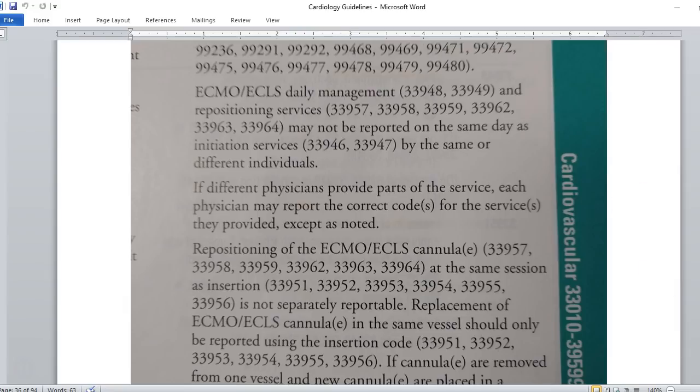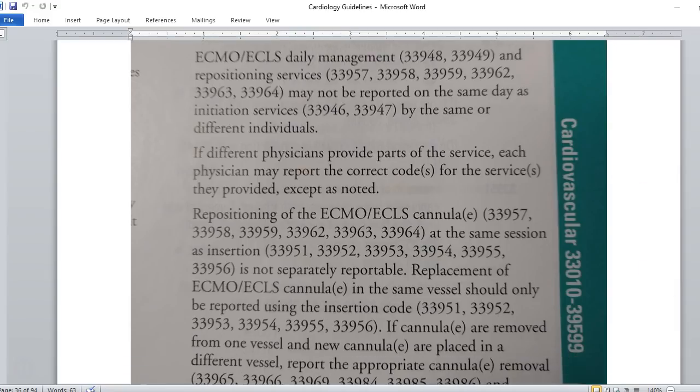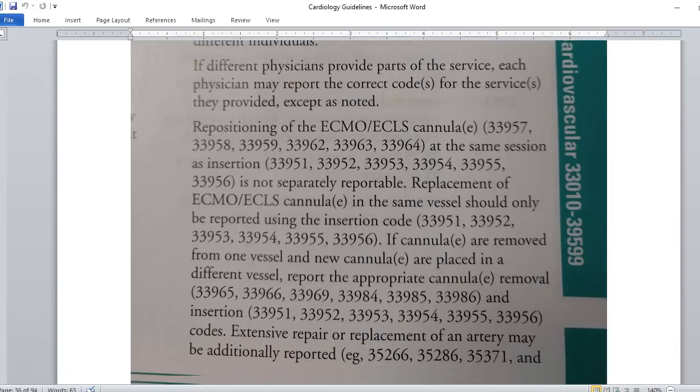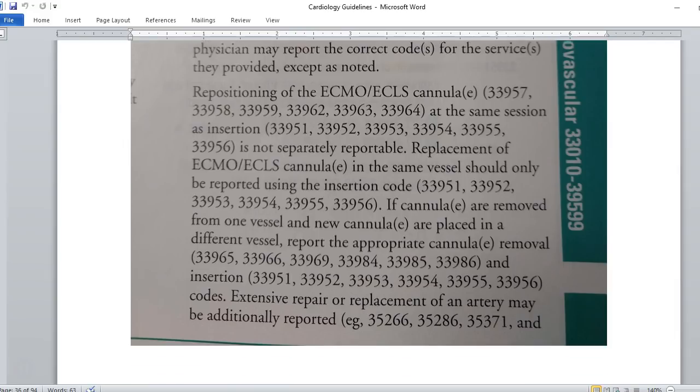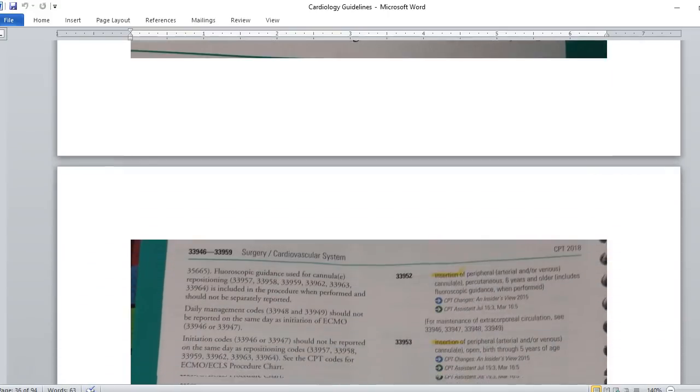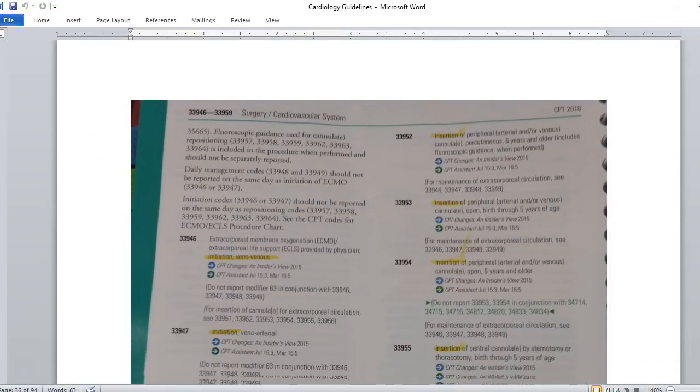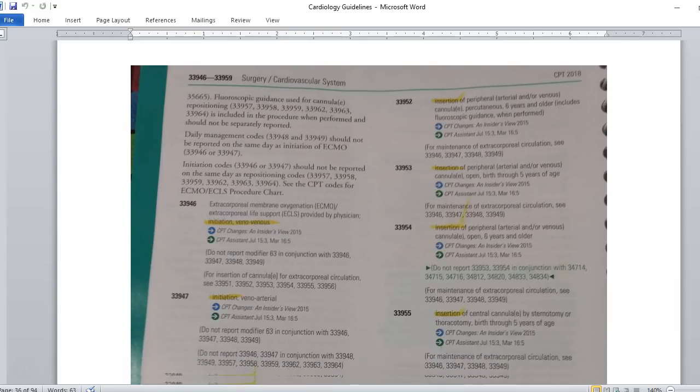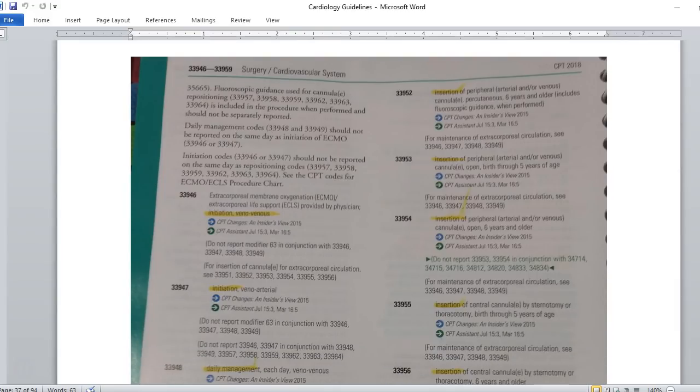So one of the big things that we're doing is when we're talking about replacement and repositioning, usually we're talking about the same vessel. If we do use a different vessel, we do have to be careful about the coding for that. We also might need to do extensive repairs. So one of the things I've done in my book is I've highlighted what we're doing. So I've highlighted the different initiations, the daily managements, the insertions. What are we doing for the patient?